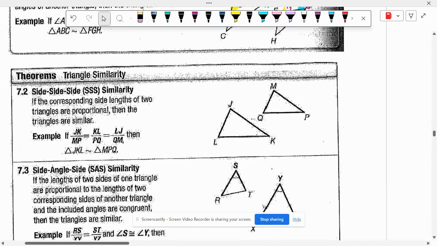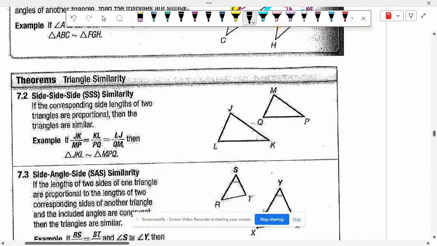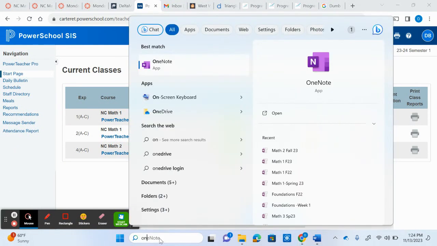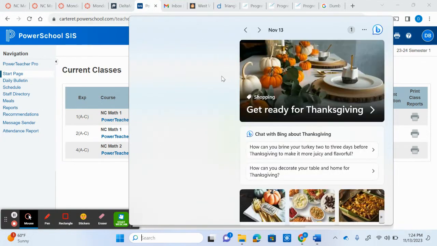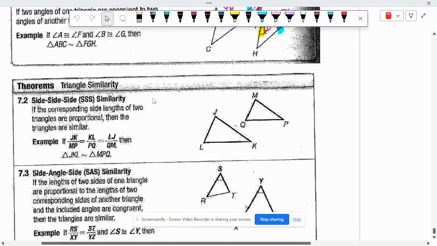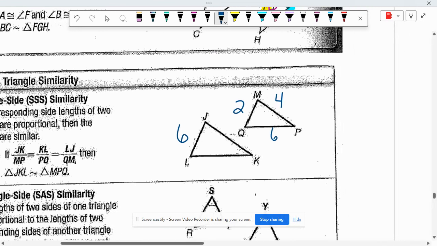So if I said that the first triangle had sides of 2, 4, and 6. So this was 2, this was 4, and this was 6. If they're proportional and this is 6 right here, what would the other measures have to be? How would you solve something like that? What does it mean for the sides to be proportional?